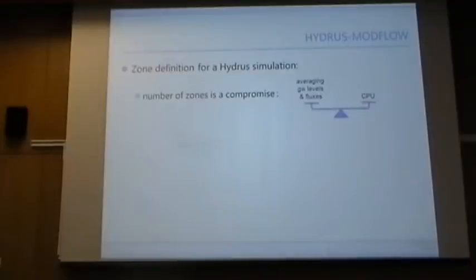So we need to define the number of zones. In principle we can have 9,600 zones, one zone for each active cell, but that would be computationally too intensive. So you have to follow some guidelines to define your zones.